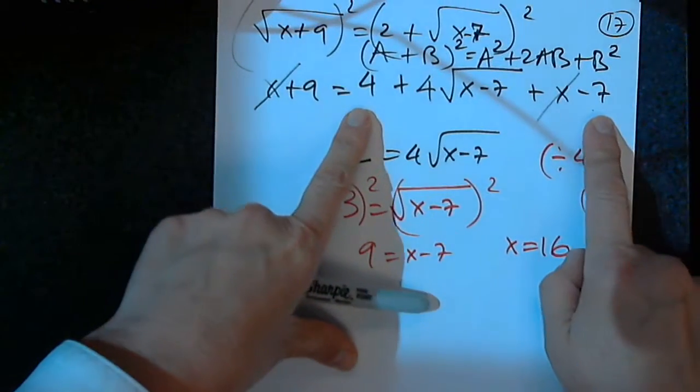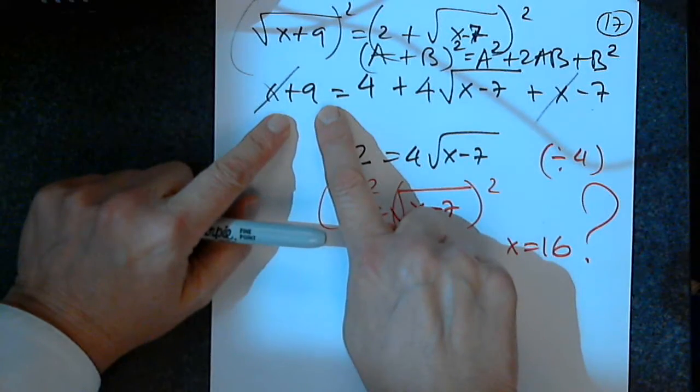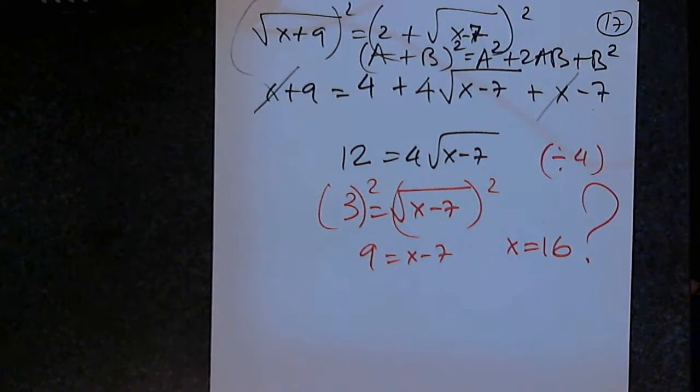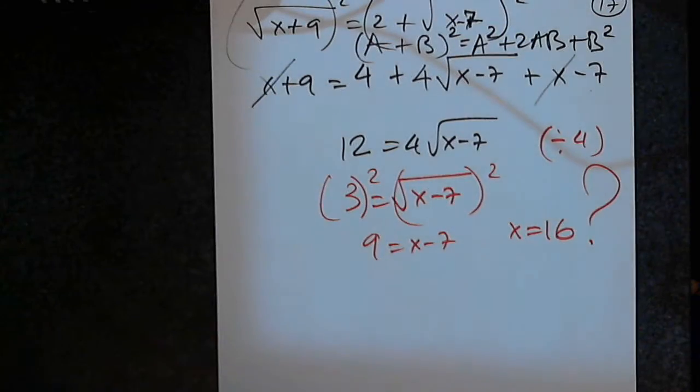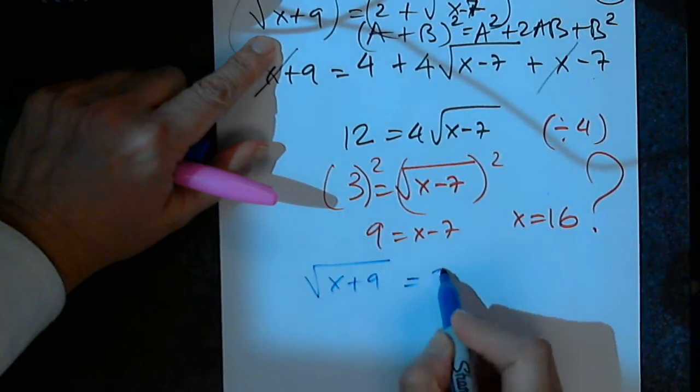Okay, 4 minus 7 is negative 3. Negative 3 added to both sides is 12. Good. So now I have to go back and check back to the original problem, and this was the original problem.